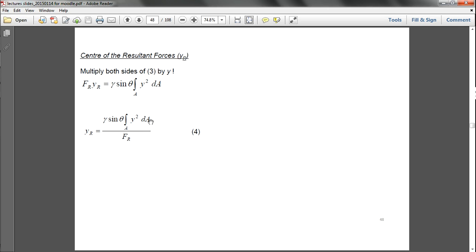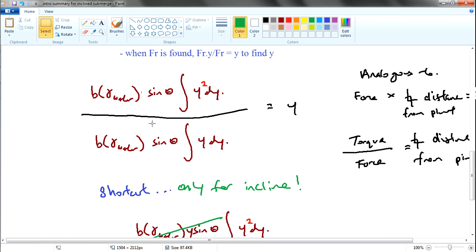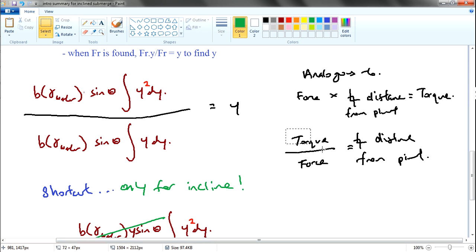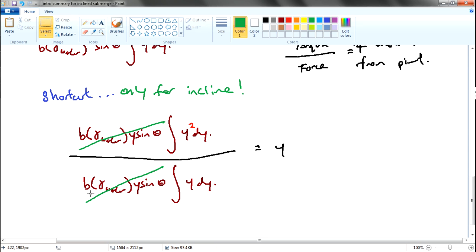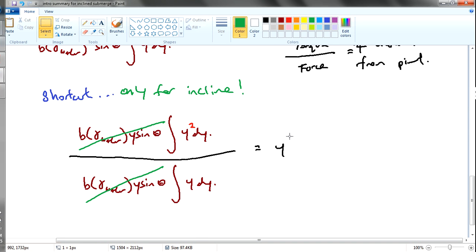This form is what I have shown you in the part over here. As the analogy says, this is the torque divided by force equals the perpendicular distance. So we can actually use this formula. However, we know that for an incline, you can cancel out all the sine terms, so you can straight away calculate the integration part.